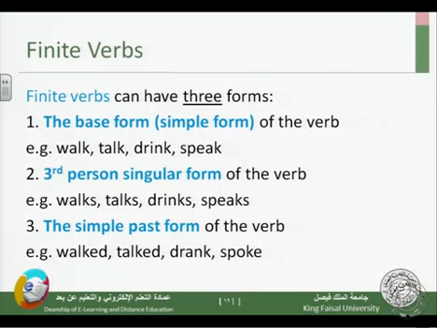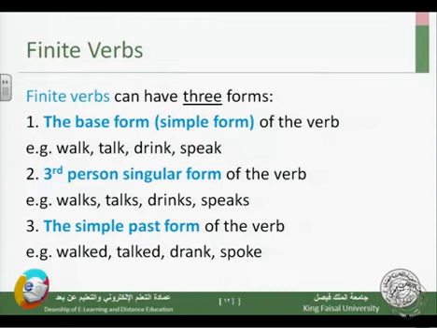Finite verbs can have three forms. The first form of a finite verb is the base form or the simple form of the verb. So the verb without any additions. We don't add ed, we don't add ing, just the verb as it is. For example, walk, talk, drink, and speak. So these are all examples of the base form or the simple form of the verb.